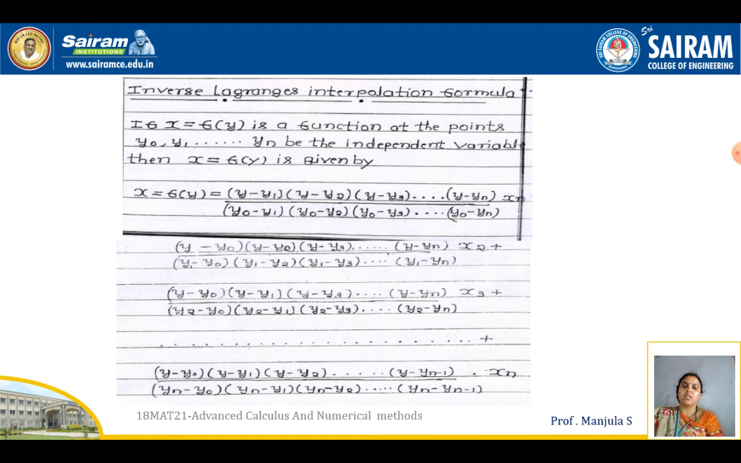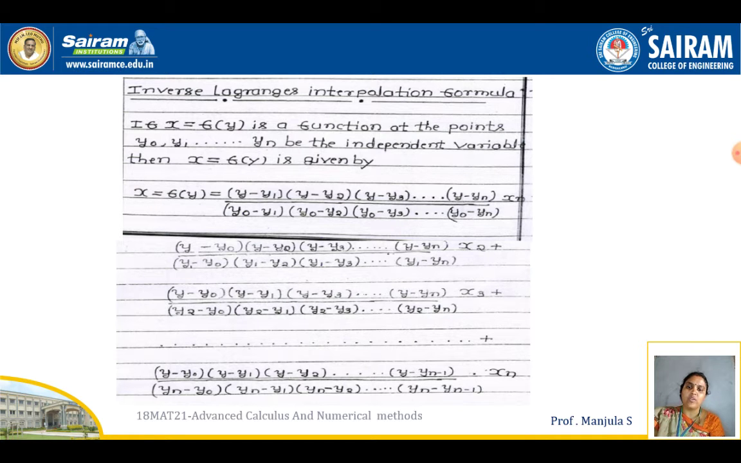This is Lagrange's interpolation formula. In a similar way we can define the inverse Lagrange's interpolation formula. Here, in inverse interpolation, if x equals f of y is a function at the points y0, y1 and so on up to yn, with y being the independent variable, then x equals f of y is given like this. It is the same formula, with x and y interchanged.